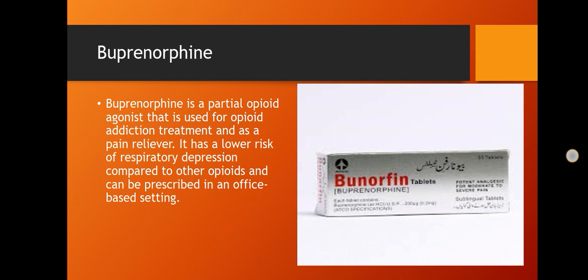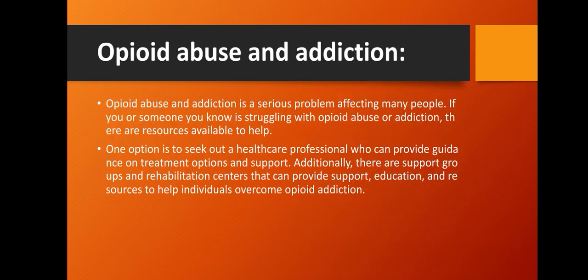Opioid abuse and addiction. Opioid abuse and addiction is a serious problem affecting many people. If you or someone you know is struggling with opioid abuse or addiction, there are resources available to help. One option is to seek out a healthcare professional who can provide guidance on treatment options and support. Additionally, there are support groups and rehabilitation centers that can provide support, education, and resources to help individuals overcome opioid addiction.